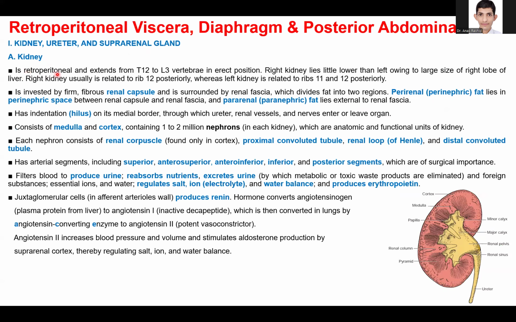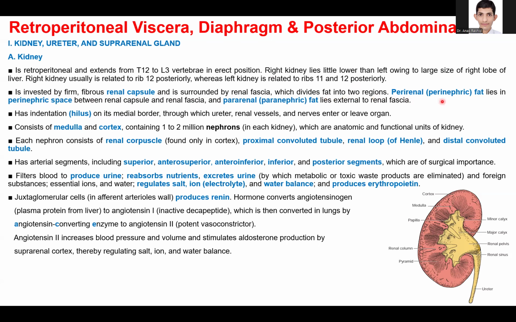Kidney is retroperitoneal and extends from T12 to L3, that is T12 to lumbar 3 vertebra. In erect position, right kidney lies a little lower than left owing to large size of right lobe of liver. Right kidney usually is related to rib 12 posteriorly, whereas left kidney is related to ribs 11 and 12 posteriorly, is invested by a firm fibrous renal capsule and is surrounded by renal fascia, which divides fat into two regions.